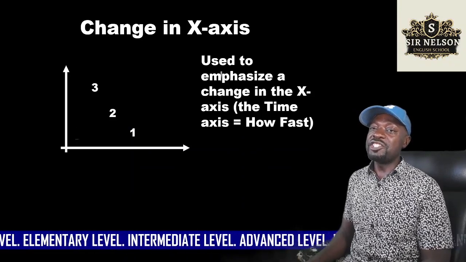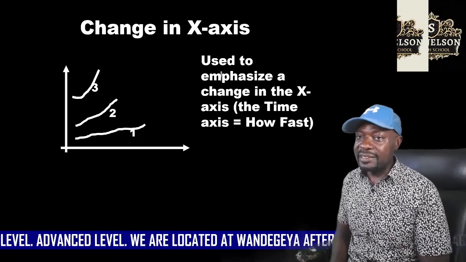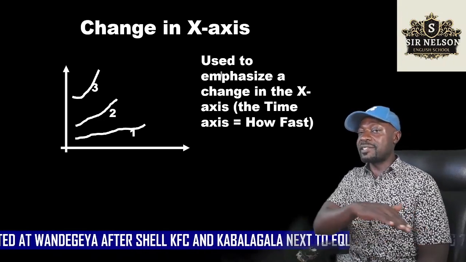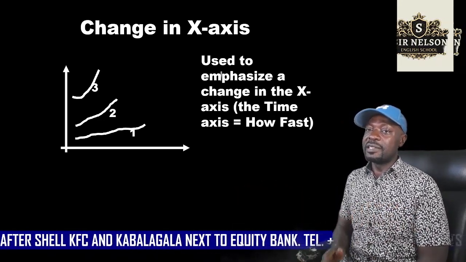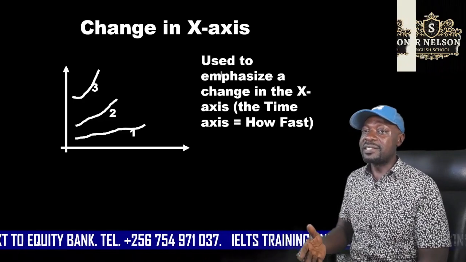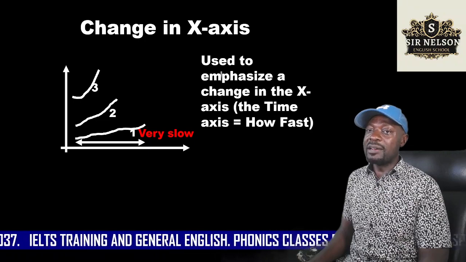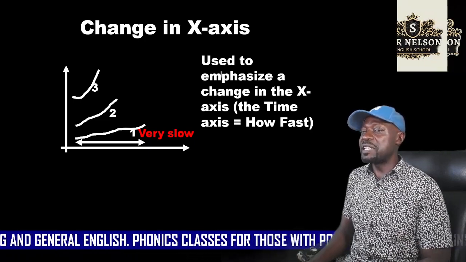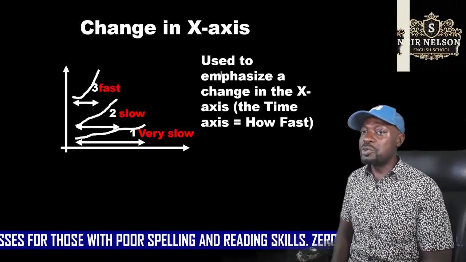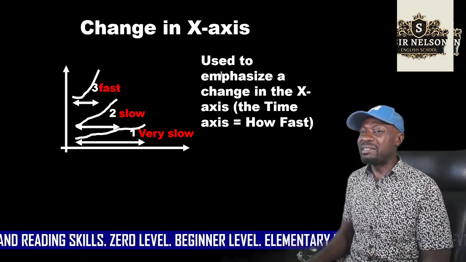We also have the change in the x-axis. The x-axis is used to emphasize a change in time. So the horizontal x is the time axis. It answers the question how fast, the speed, how long. Number 1, very slow. When you see a line like that, that means the speed, not too slow. Number 2, slow, and then number 3, fast. Remember, you have to use your eyes to look at the graph.